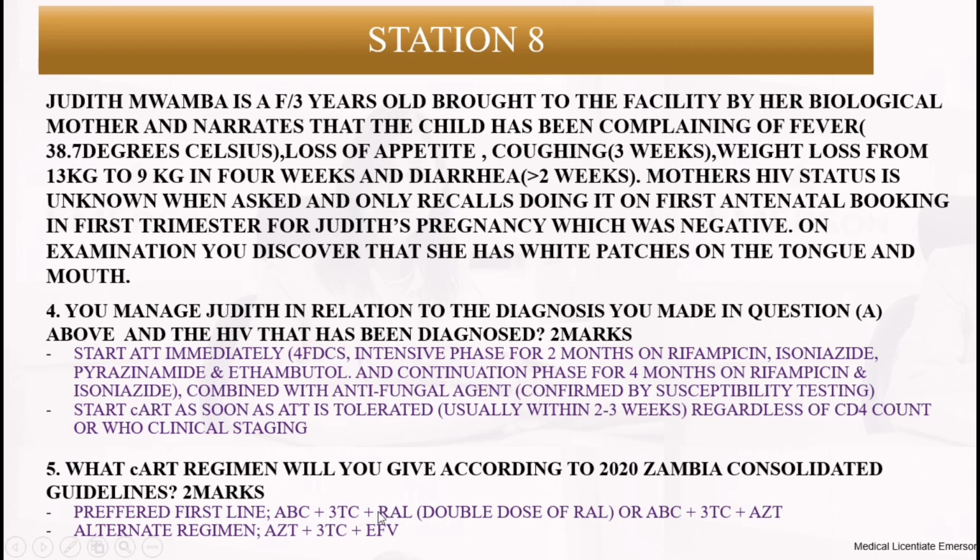So taking those into consideration, you have to give your ABC plus 3TC plus RAL, which is abacavir, lamivudine, and raltegravir. Of course, you have to double the dose of raltegravir, or you can use ABC, 3TC, and AZT, which is zidovudine. Then you can also use AZT, 3TC, and EFV, which is zidovudine, lamivudine, and efavirenz equivalence. Then that's all for this question.